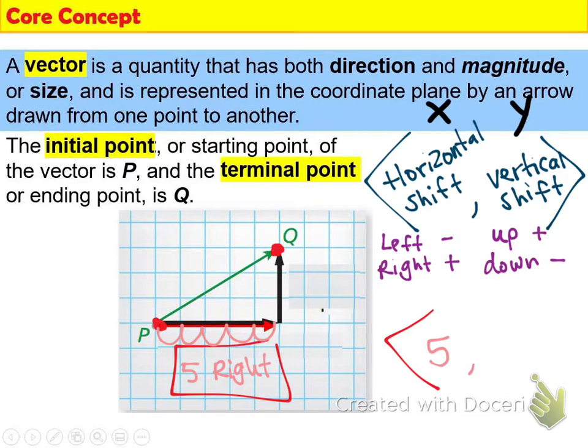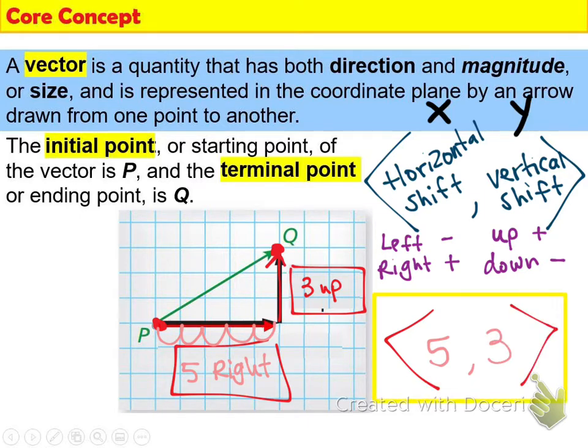And then to get from P to Q, we go up, right? How many do we go up? Up 3, 3 up. So is it positive or negative? Positive. So that is the vector. That's the name of the vector. <5, 3>. We went to the right 5 and up 3.